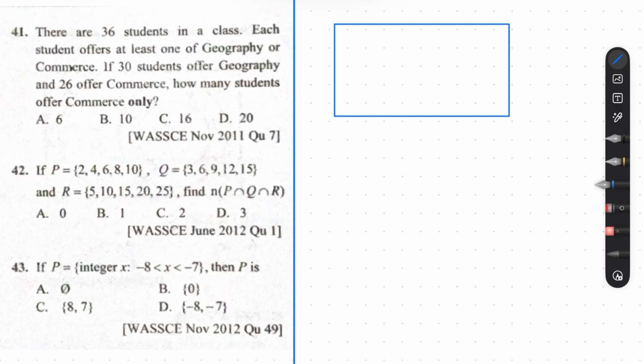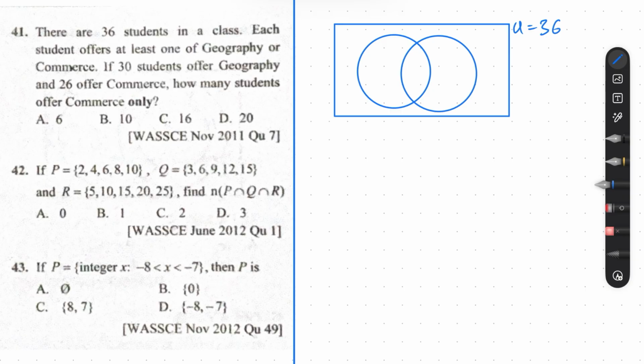Okay, that's our universal set. Our universal set is what? 36. Okay, so now let's draw two circles to represent geography and commerce. Let's draw another circle here.